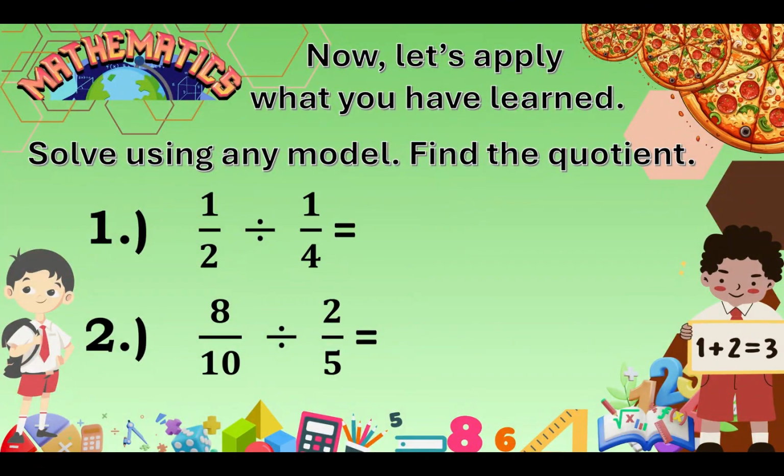Now, let's apply what you have learned. Solve using any model. Find the quotient. Number 1, 1/2 divided by 1/4 equals n. Number 2, 8/10 divided by 2/5 equals n.